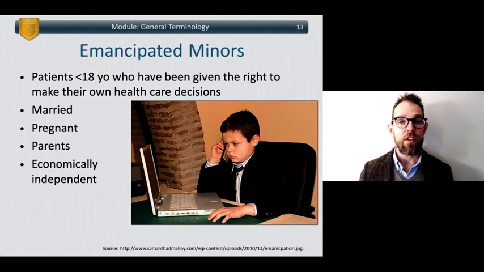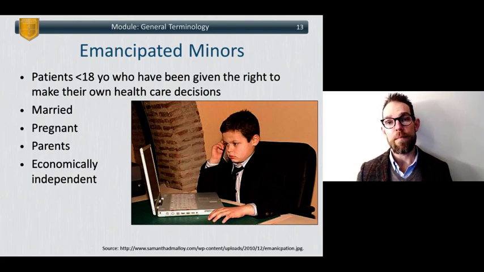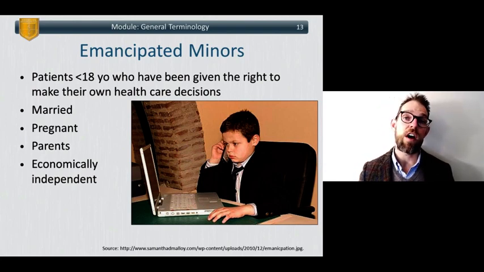So we're going to shift a little bit now to define what are emancipated minors. So emancipated minors are patients that are under 18 years of age that have been given the right to make their own healthcare decisions. So these may be married patients, they may be pregnant patients, they may be parents, but they need to also demonstrate economic independence.